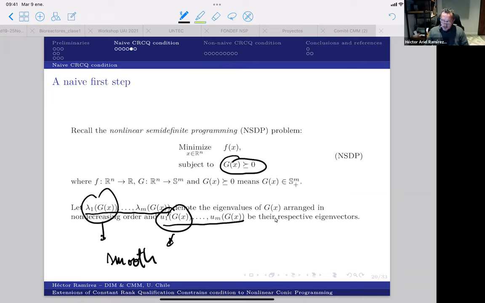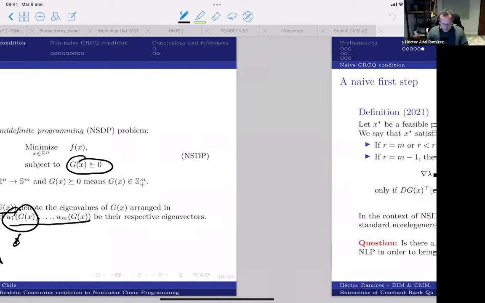But if the dimension of the kernel is greater than one, of course you have multiple eigenvalues, and those functions are not smooth anymore, neither are the eigenvectors. In that case, you cannot, for instance, talk about gradients of them, and it's not easy to extend the constant rank condition, even the naive version.